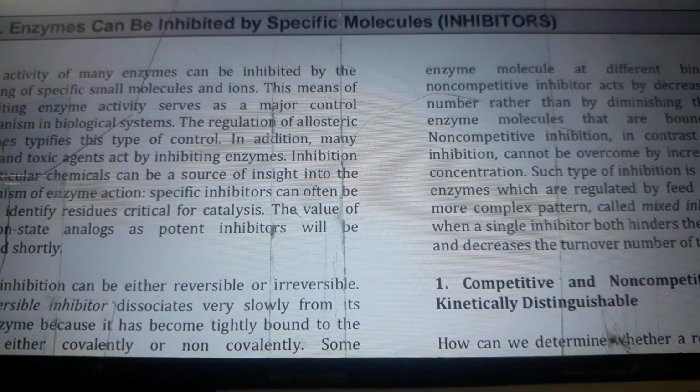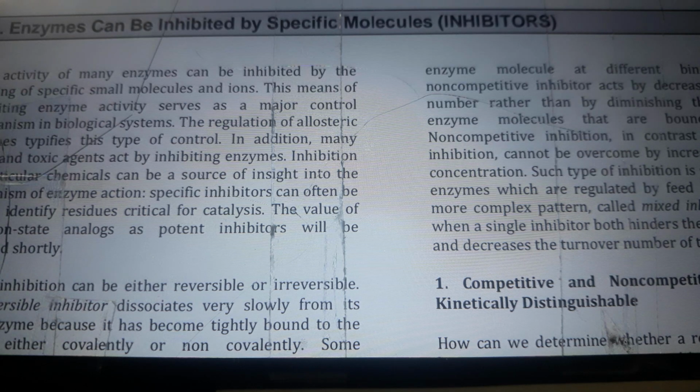Going to the next topic, enzymes can be inhibited by specific molecules, inhibitors. The activity of many enzymes can be inhibited by the binding of specific molecules, small molecules and ions. This means inhibiting enzyme activity serves as a major control mechanism in biological systems. The regulation of allosteric enzymes typifies this type of control.